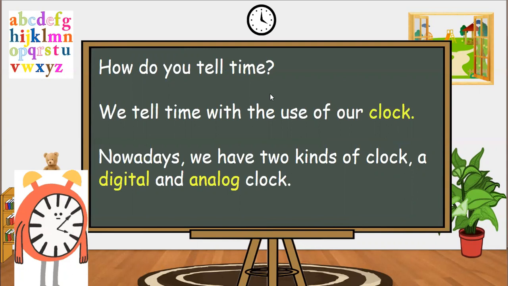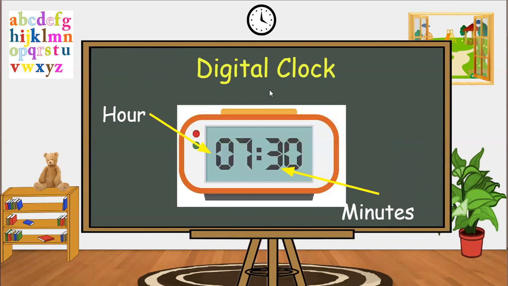Nowadays, we have two kinds of clock, a digital clock and an analog clock. This is an example of a digital clock. We can easily read the time with a digital clock. We can see digital clocks in our tablets, laptop, computer, and our cell phone. We have also a smart watch, right? So you can easily tell time using the digital clock.